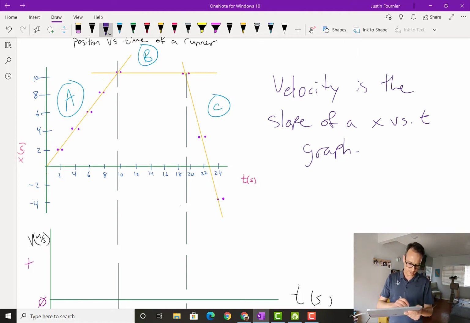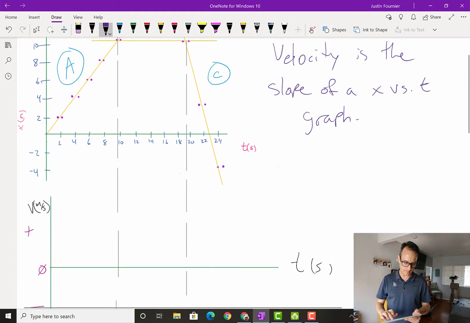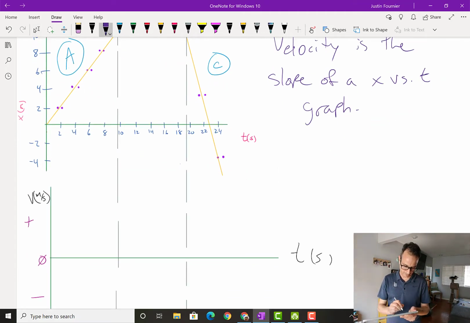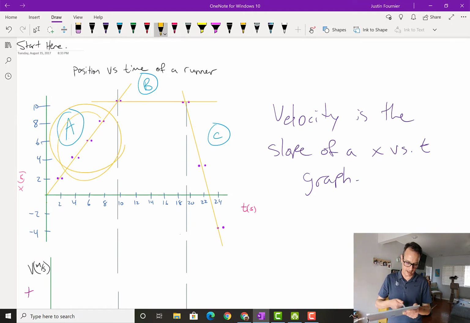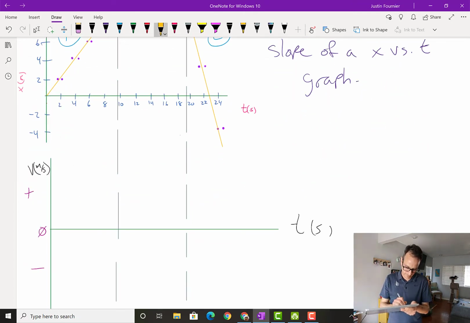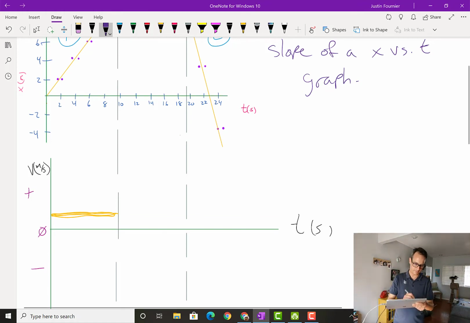Well, I could calculate it, but I'm just going to do qualitative here for time's sake. I'm just going to say that it's constant. So if the value is constant through that point, and it's positive, this slope is a positive slope. So it's going to be a positive slope, but constant, and it might look something like that. So there you go. There's my first part at part A.